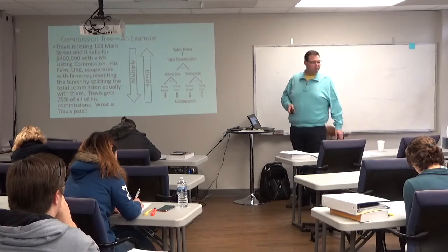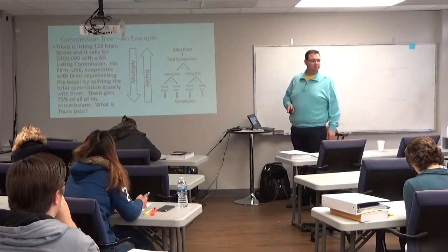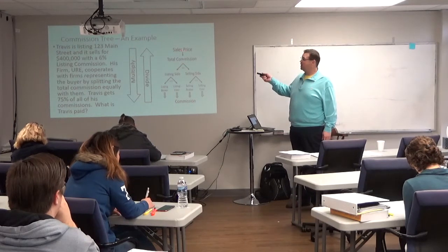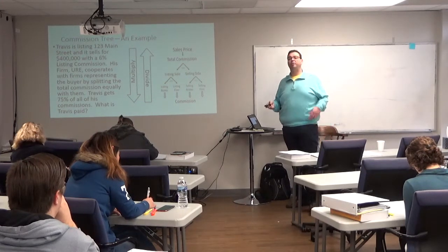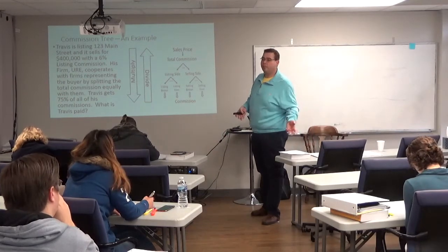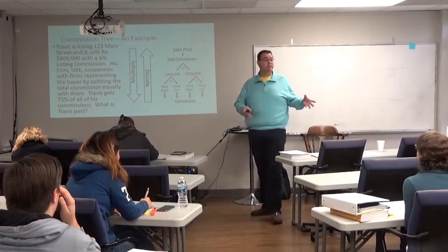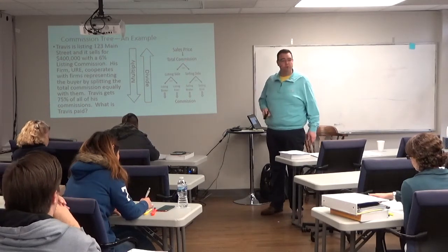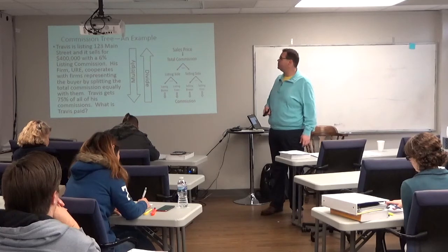And it sells for $400,000. Again, isn't that a piece of information we need to fill in the tree? Where's it going to go? All the way at the top, sales price. With a 6% listing commission. Again, another piece of information. What am I going to do with that 6%? That is the total commission. Notice that? 6% total commission. That's the total commission being charged on the transaction.